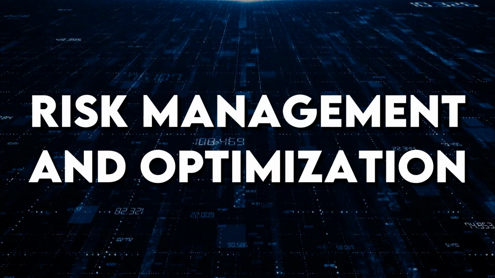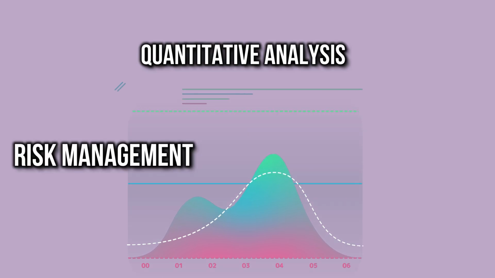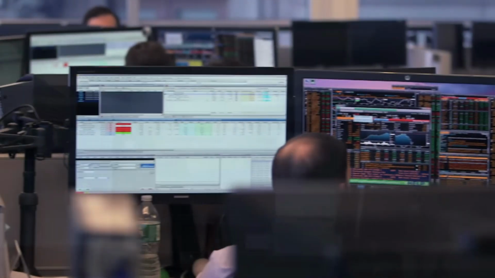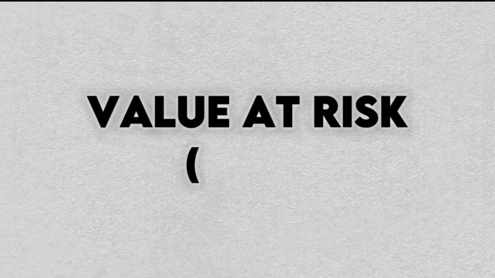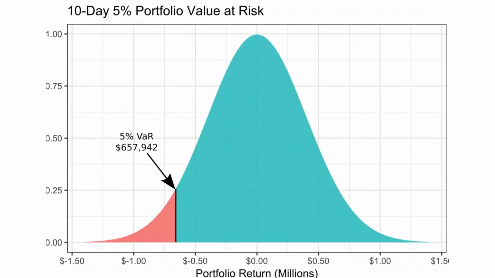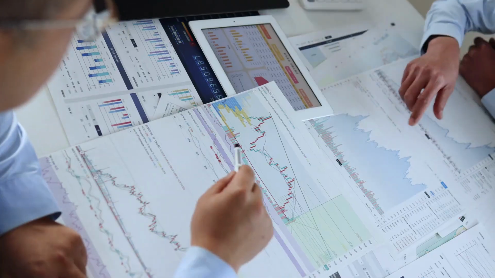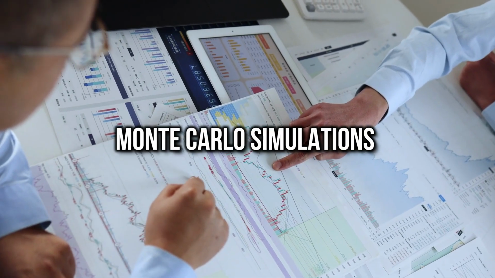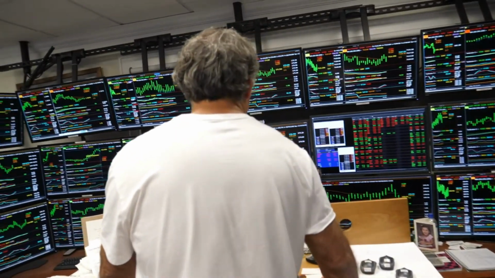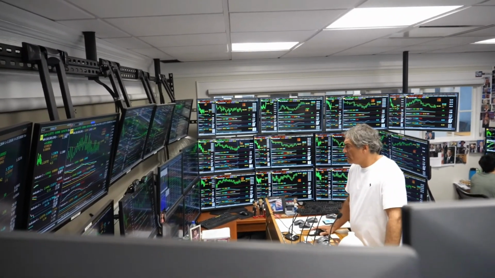Risk management and optimization. Quantitative analysis is crucial for risk management and optimization, offering tools to assess, manage, and reduce financial risks effectively. Value at risk, VaR. VaR quantifies the potential loss in a portfolio's value over a specific time frame at a given confidence level. Using historical data, Monte Carlo simulations, and parametric methods, VaR helps measure exposure to risk, enabling firms to set risk limits and determine necessary capital reserves.